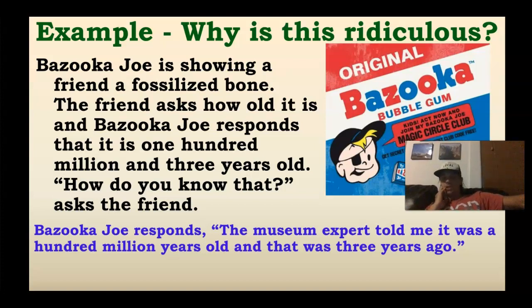So this comes from that. Bazooka Joe is showing a friend a fossilized bone. And the friend asks how old it is. And Bazooka Joe responds, it's 100 million and 3 years old. How do you know that? asks the friend. And Bazooka Joe responds, well, the museum expert told me it was 100 million years old 3 years ago. Now, to get the joke here, we have to understand the fact that that 100 million is an estimate.